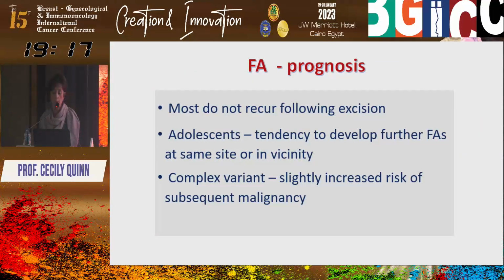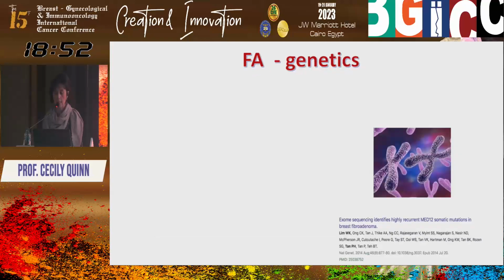So the prognosis of fibroadenoma, most lesions do not recur following excision. However, adolescents do have a tendency to develop further fibroadenomas at the same site or in the vicinity. And interestingly, the complex variant is associated, according to the published literature, with a slightly increased risk of subsequent malignancy. But we still call those B2s unless there's any coexistent atypia.